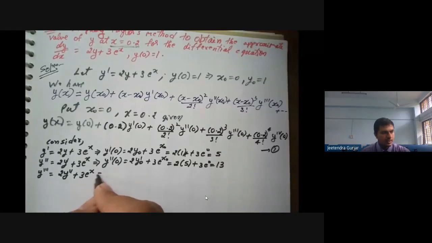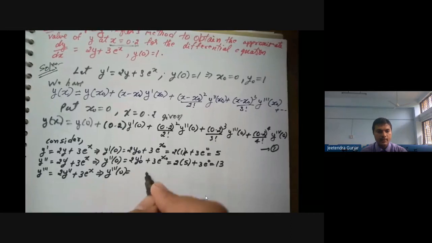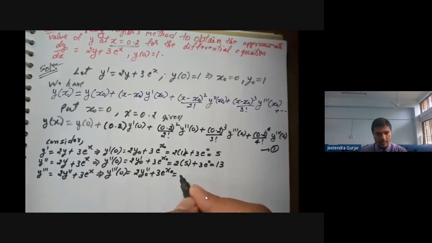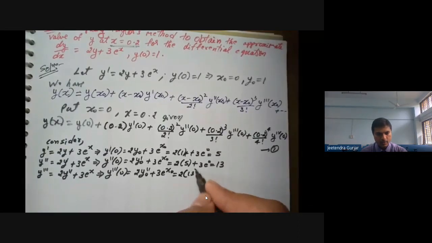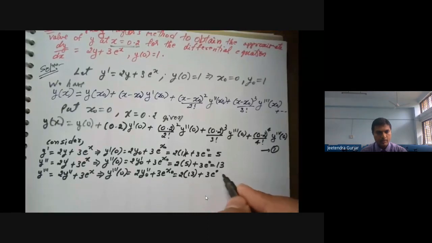So just differentiate. It is 2y'' plus 3 e raised to x. That will tend to y'''(0) equal to 2y0'' plus 3 e raised to x0 as it is. Substitute, it is 13. So 2 into 13 plus 3 into e raised to 0. e raised to 0 is 1. I will just repeat once again, e raised to 0 is 1. So it is 26 plus 3, it is going to become 29.